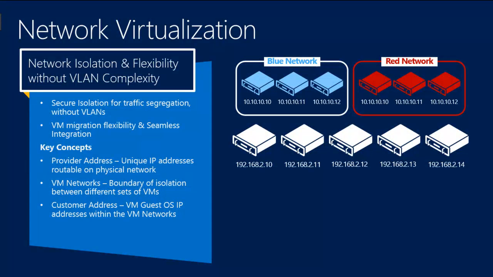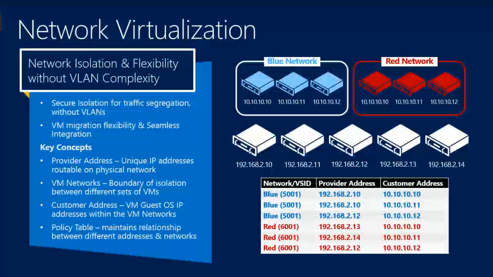And we need to maintain and understand just where the virtual machine of customer address 10.10.10.10 of the blue network resides in the infrastructure. And VMM handles that. So Virtual Machine Manager maintains the brain, the policy table, and the relationship between where the VM is, what VM network it's part of, and what provider address that VM is currently running on. So if we ever need to find a VM, for instance, and ping it, which we'll look at in a minute, I know that the 10.10.10.10 customer VM is running on the 192.168.2.10 physical host. So it maintains those relationships and handles the encapsulation and decapsulation around that.